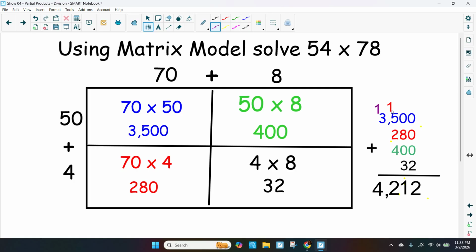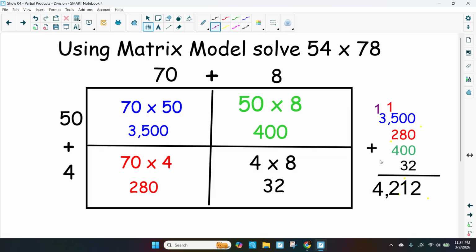Now let me add it up. 1 plus 5 is 6. 6 plus 2 is 8. And 8 plus 4 is 12. So I'll put down my 2 here and carry over the 1 and regroup that and rebundle it up. So I have 1 plus 3 is 4. So I have 4,212. But this is done a different way using the matrix model.